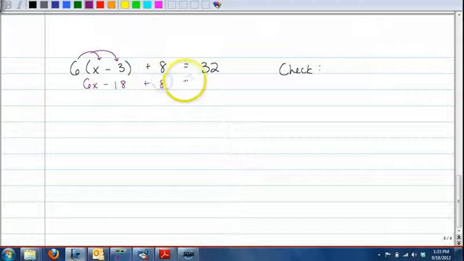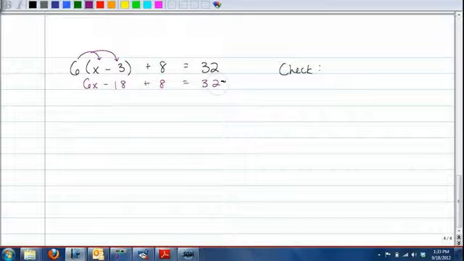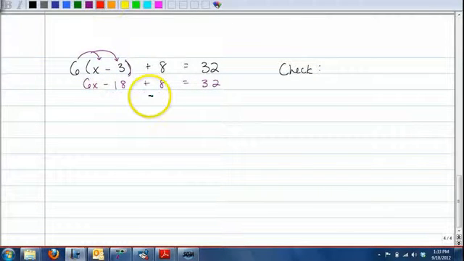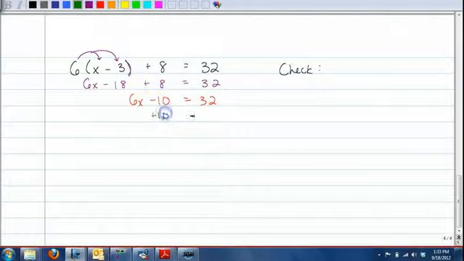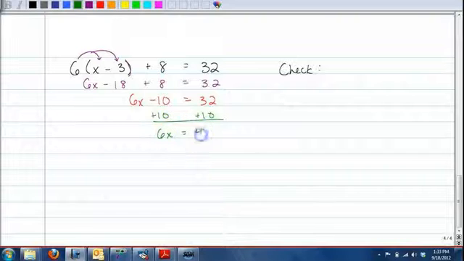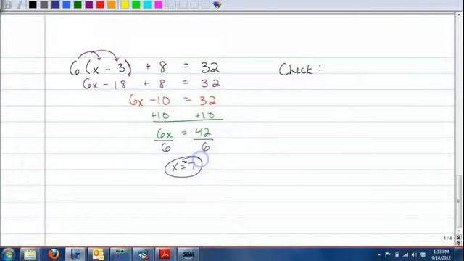Now when you get to the end of the parentheses, you're done distributing. So it ends right here. So now I combine like terms. Here I see we have a negative 18 and a positive 8. I can add those together. Negative 18 plus 8 is negative 10. So I have 6x minus 10 equals 32. Next, I add 10 to both sides. Leaving me with 6x equals 42. Divide both sides by 6, I get x equals 7.